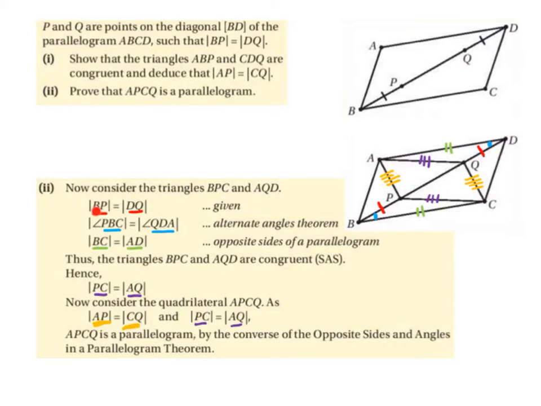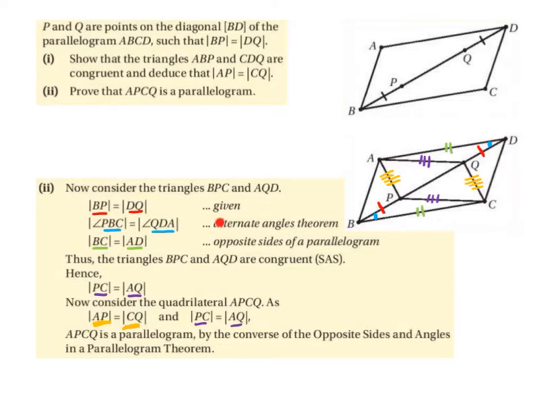The distance from B to P, drawn in red, is equal to the distance from D to Q, also drawn in red. And this was given to us in the question. The angle PBC, this angle in here, drawn in blue, is equal to the angle QDA, this angle drawn in here in blue.